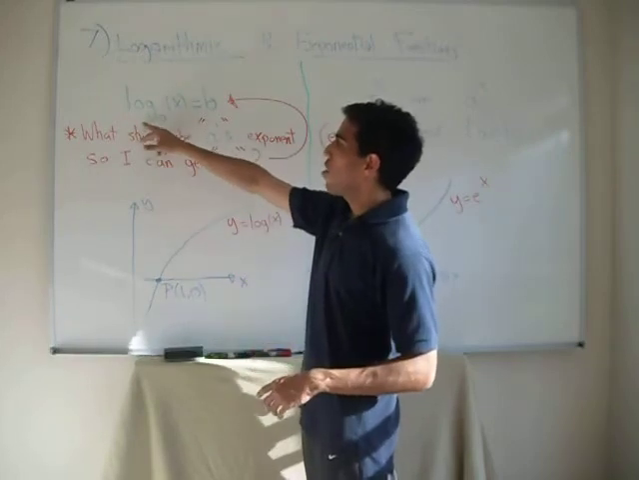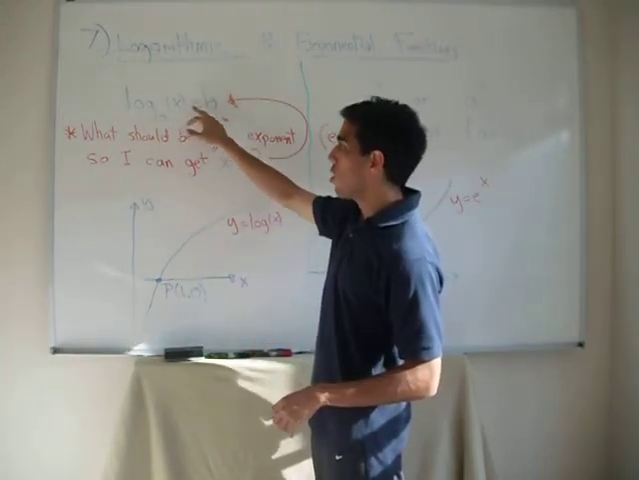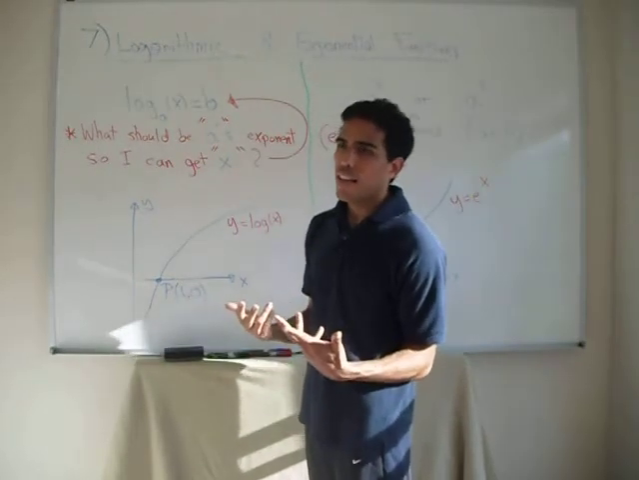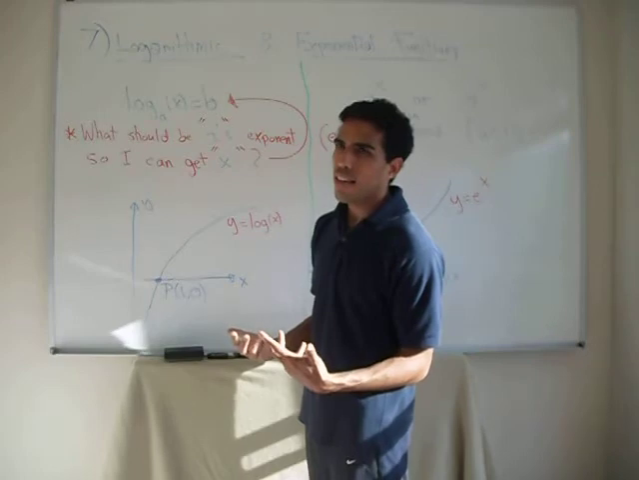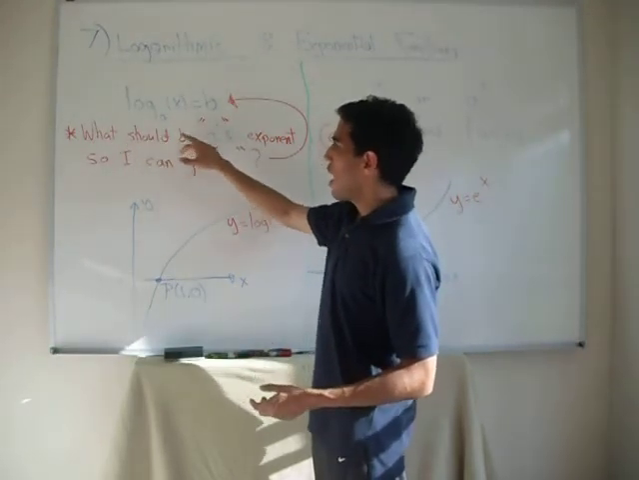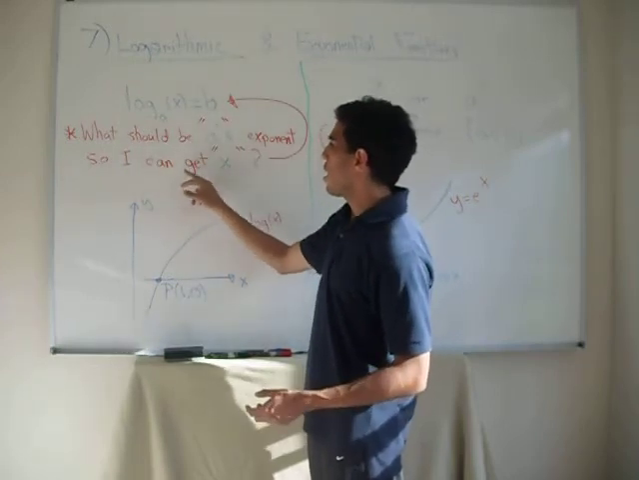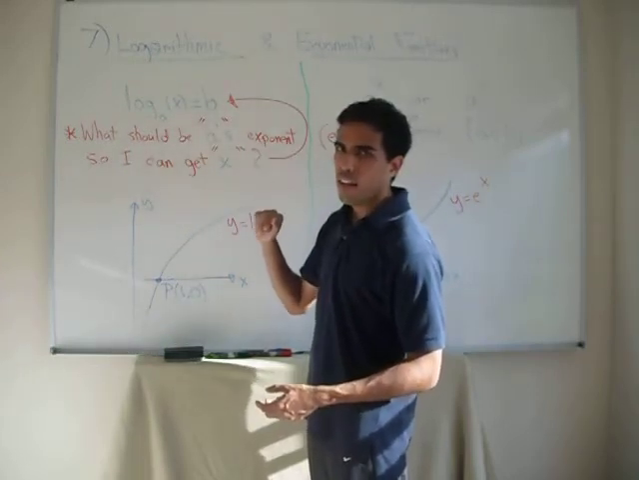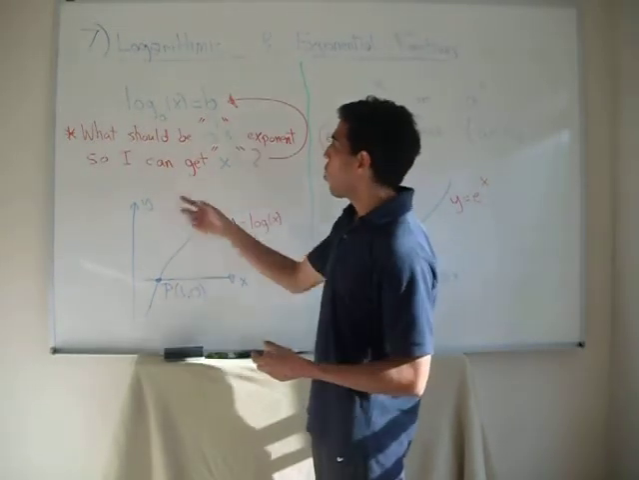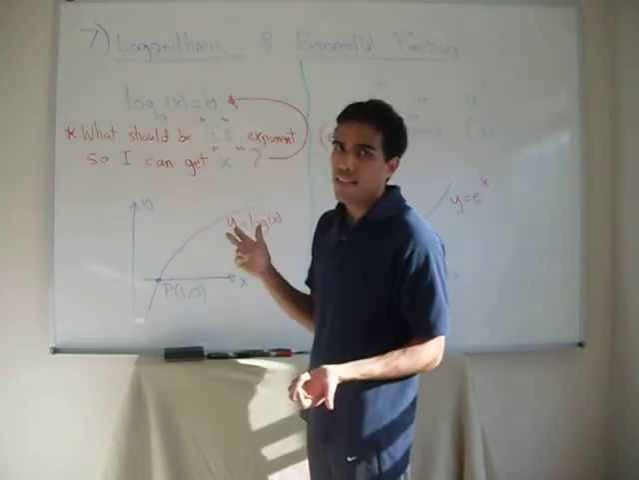If we have logarithm base a of x equals b, in reality, the question being asked is a very simple one: what should a's exponent be so I can get x? And a's exponent is, of course, b. That's the question being asked, okay? What should the exponent of a be so I can get x, okay?